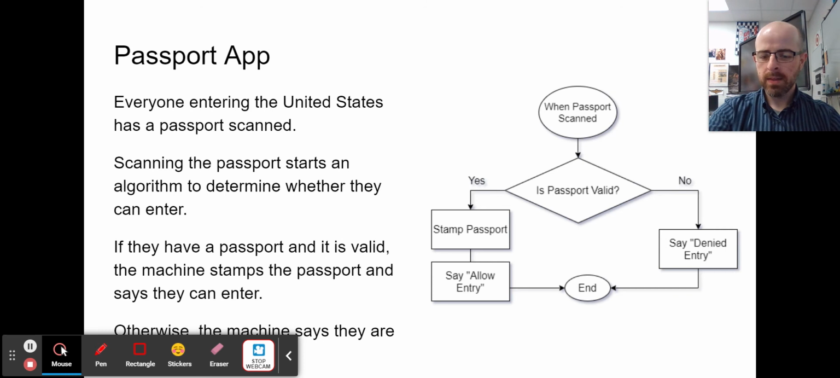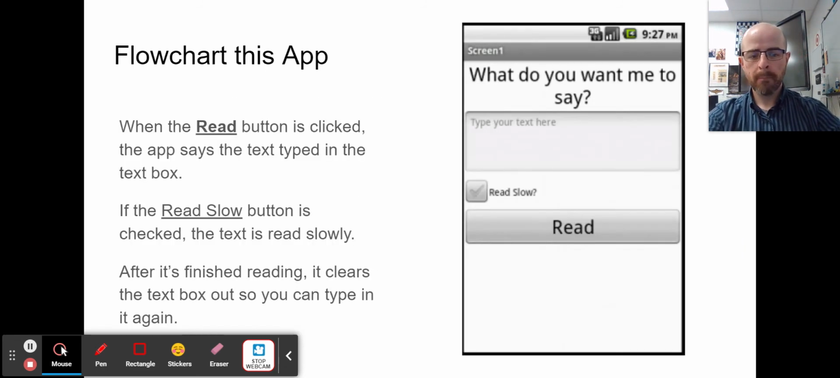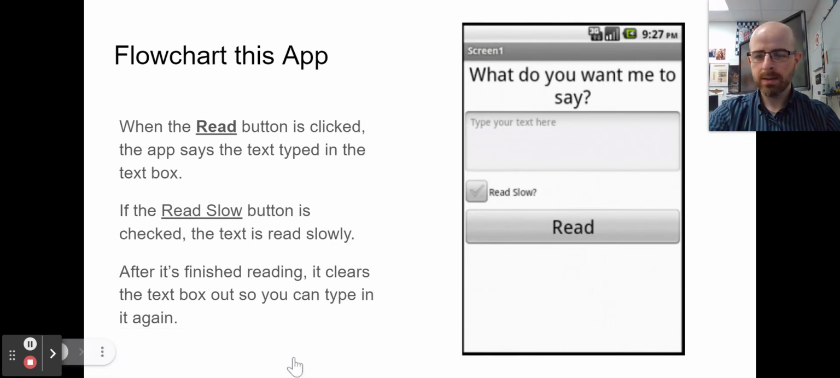All right. That was number 3. This one will be number 4. It'll be the last one you get the answer to. So here we go. When the read button is clicked, the app says the text that you type in the text box. If read slow is checked, the text reads slowly. After it's finished reading, it clears the text box out so you can type it again. Ready? Pause.